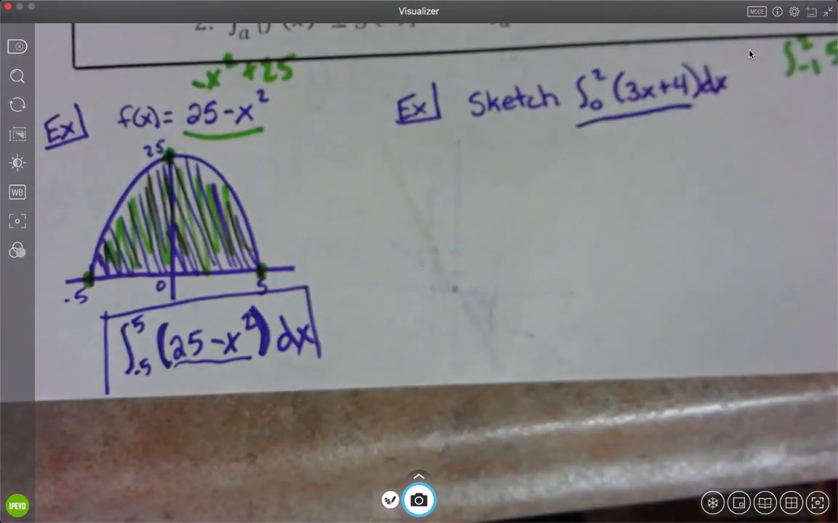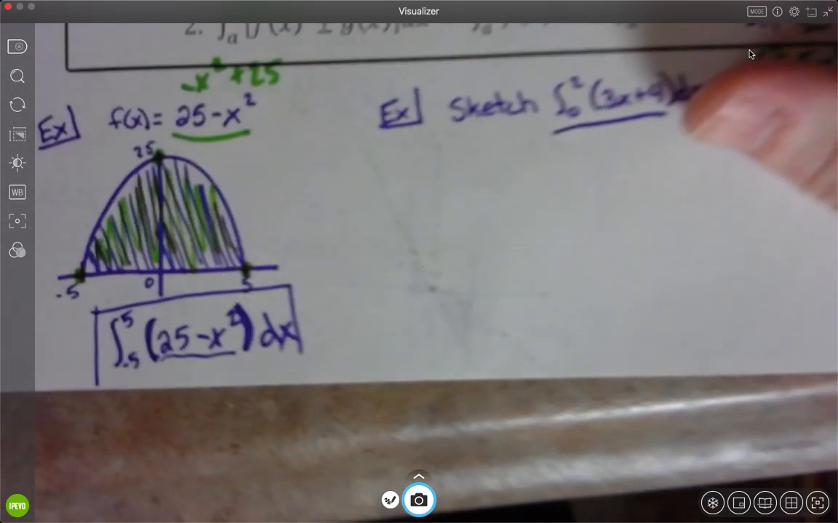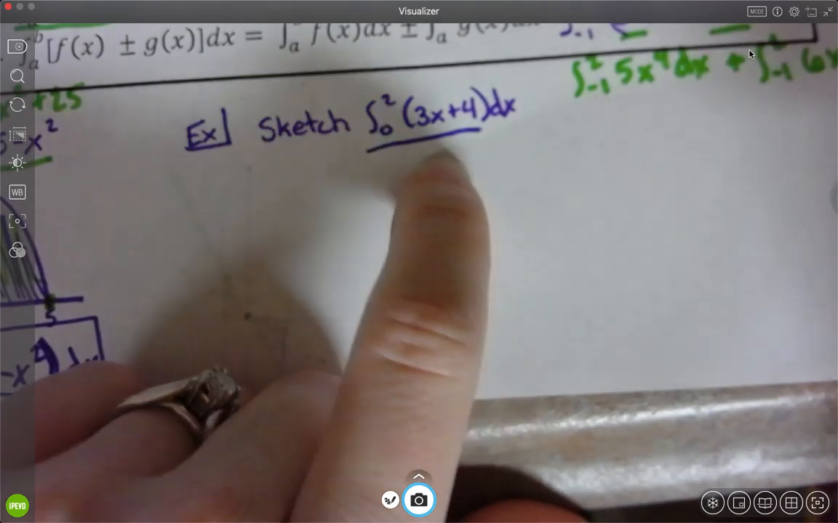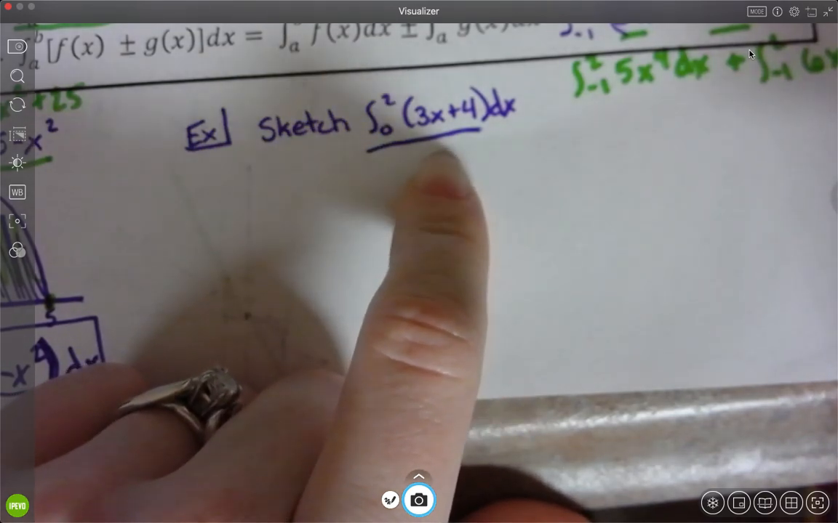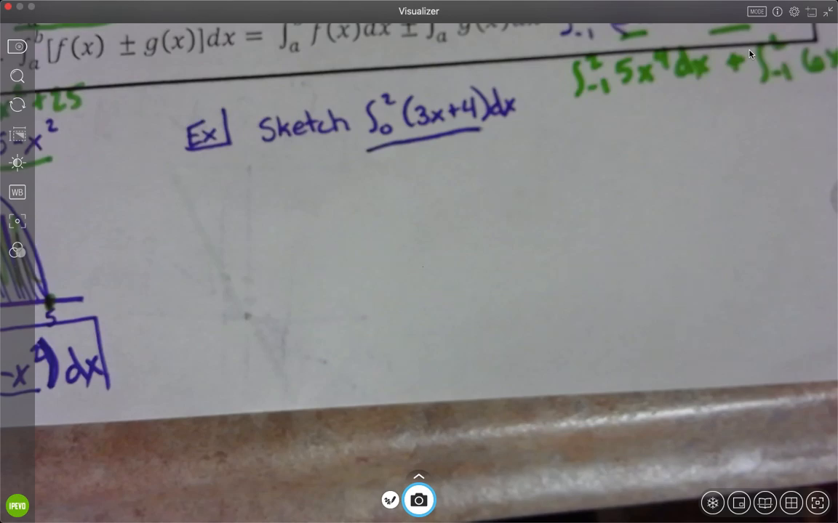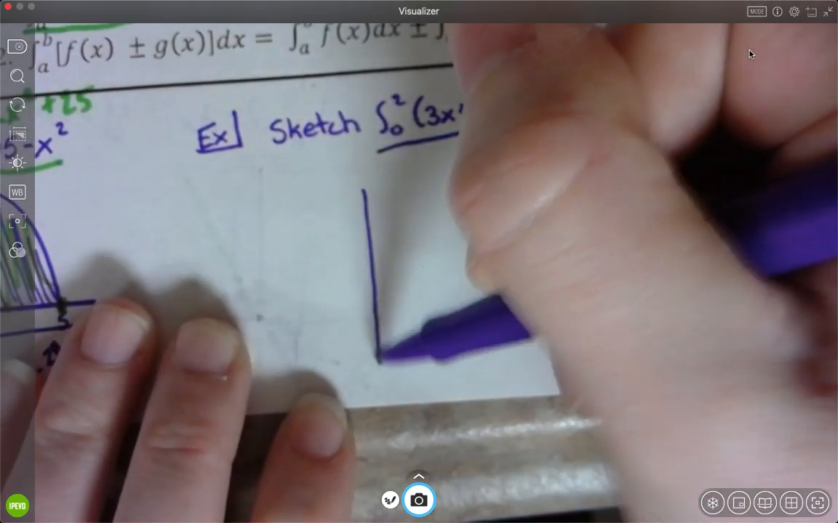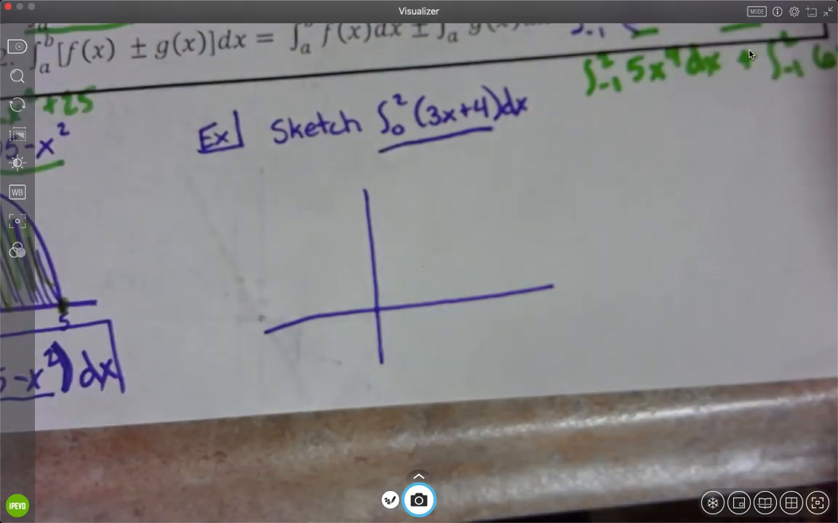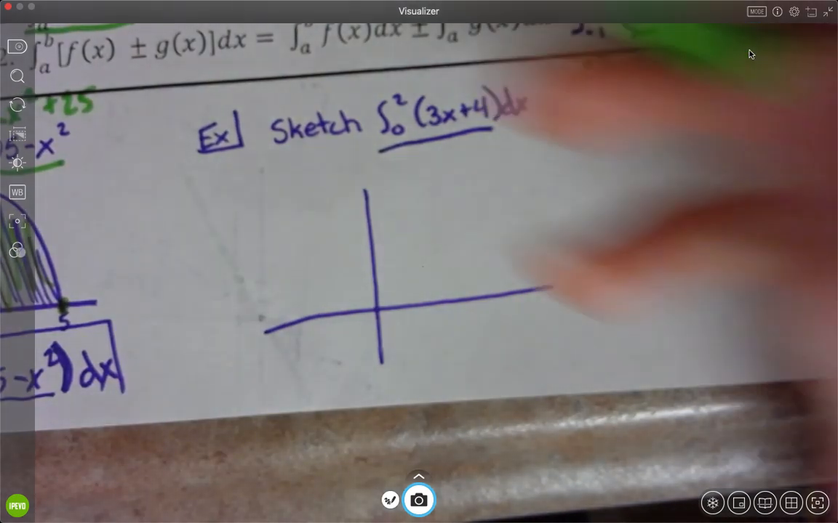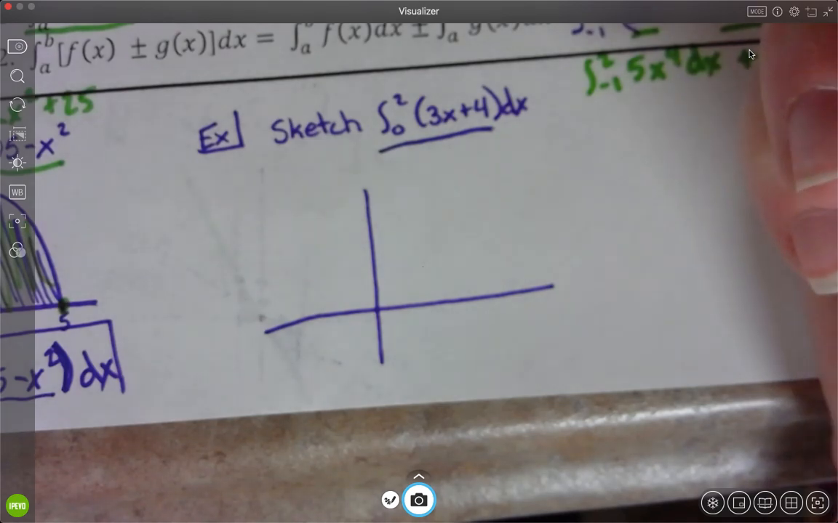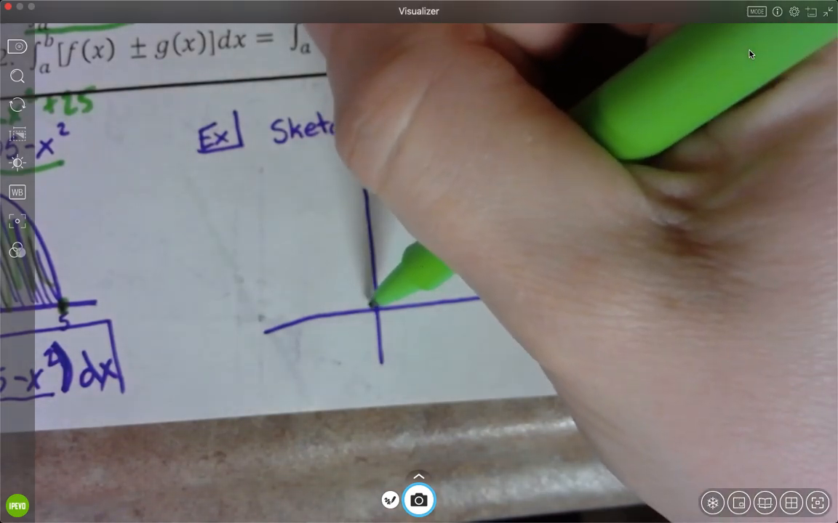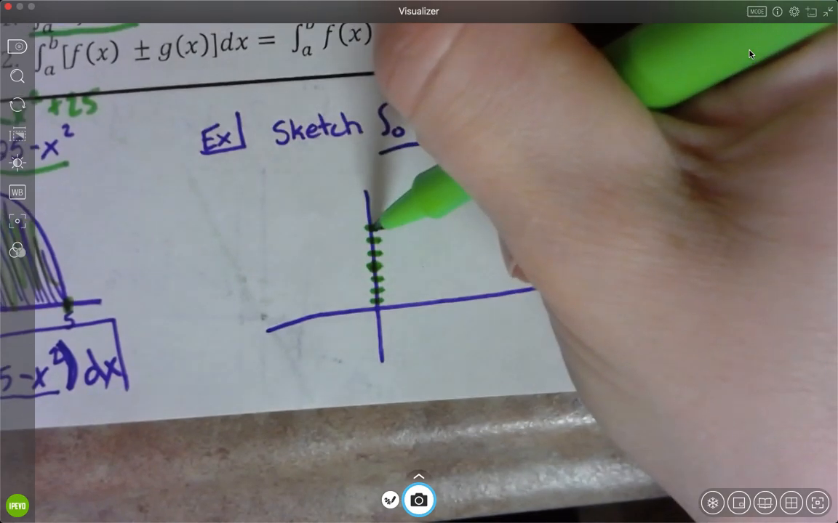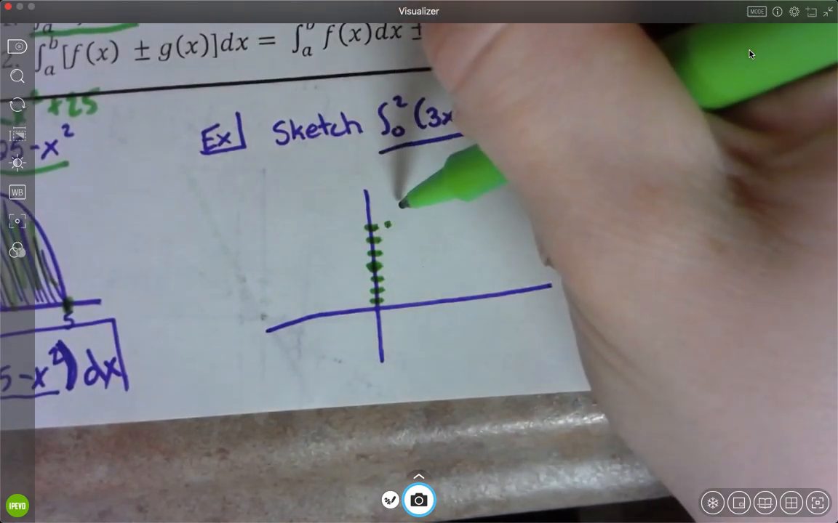Okay. All right, and then the last one, this example, they want us to sketch basically what area you're trying to find here. So 3x plus 4 from 0 to 2. Okay, so I would start by graphing what the function looks like. Okay, so we're going to start with 3x plus 4. Okay, that means that's kind of like y equals 3x plus 4. It's a linear function. I'm going to start at 1, 2, 3, 4, and then I'm going to go up 3 over 1, up 3 over 1.